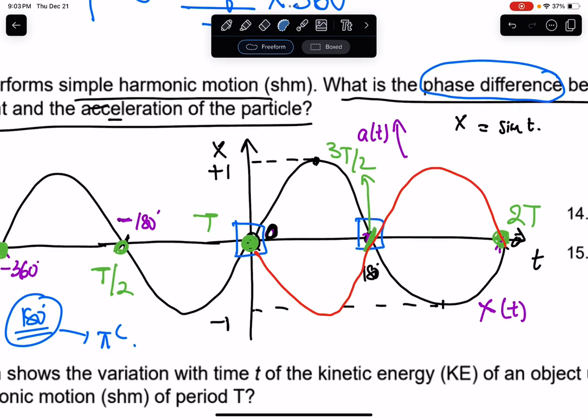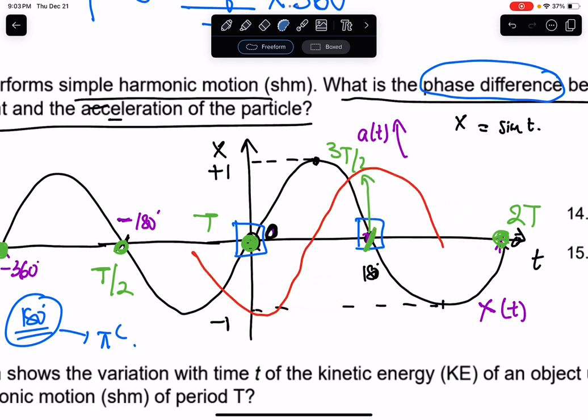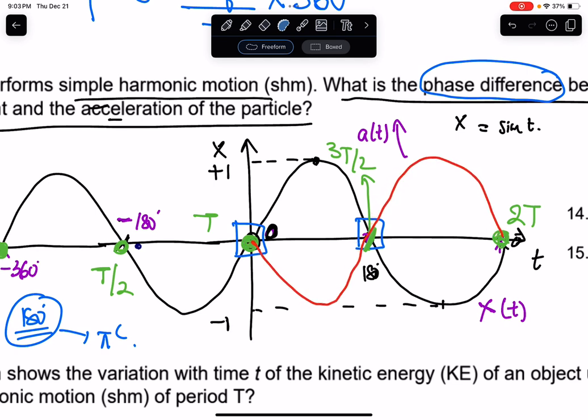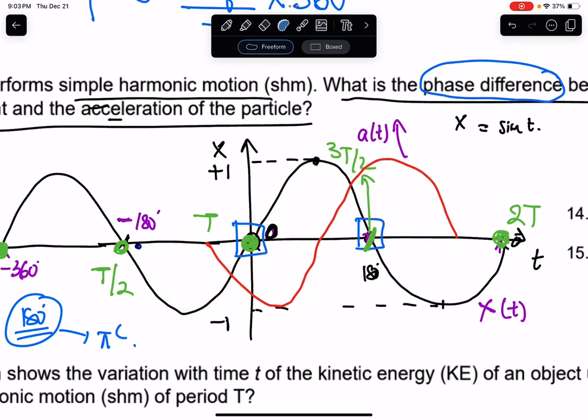Look at how these blue boxes are changing. As you can see, I am simply moving the function to the left by a time period of T by 2. For example, if you look at this leftmost red curve, I'm just moving it to the right by T by 2. If this red line was where the original function was, and I move it to the left by T by 2, I get my sine of t, which is my displacement function.